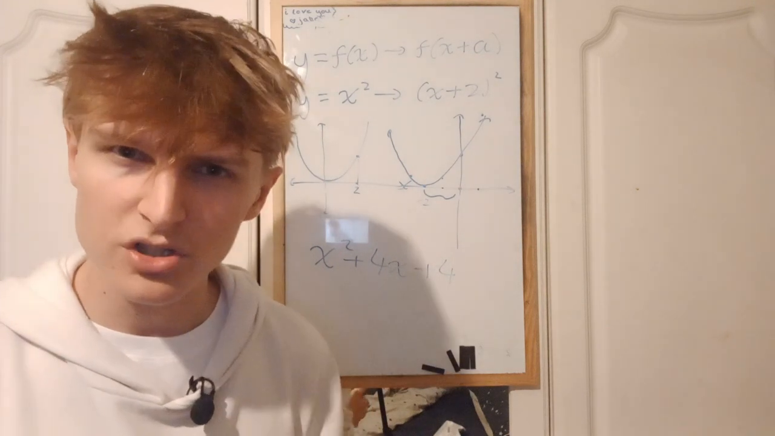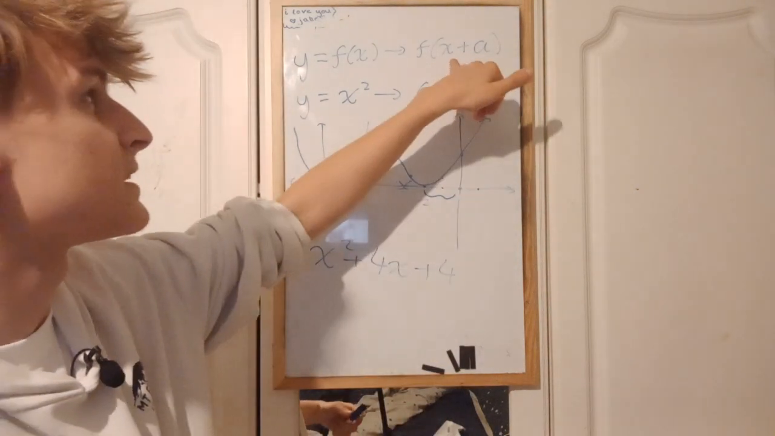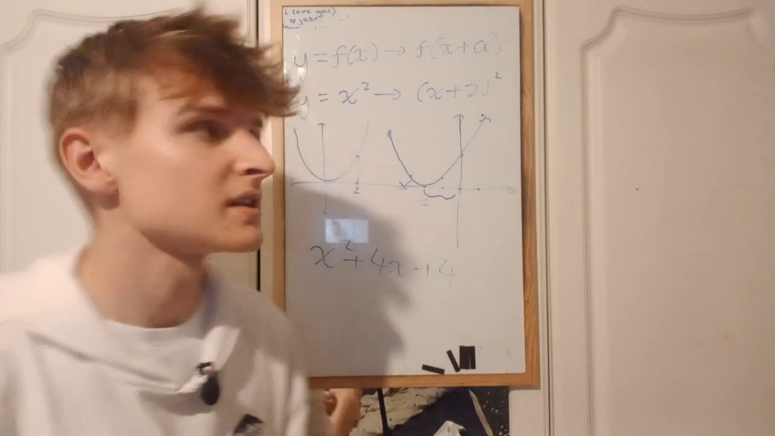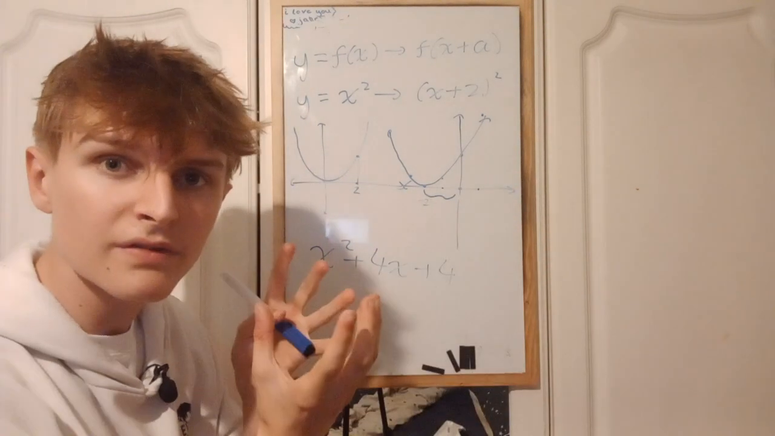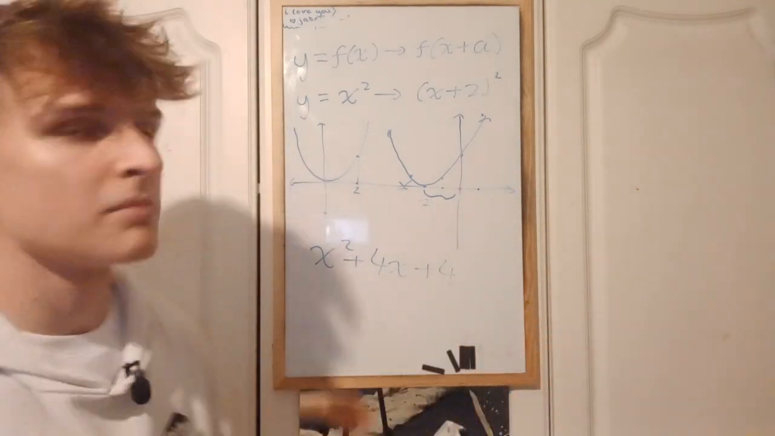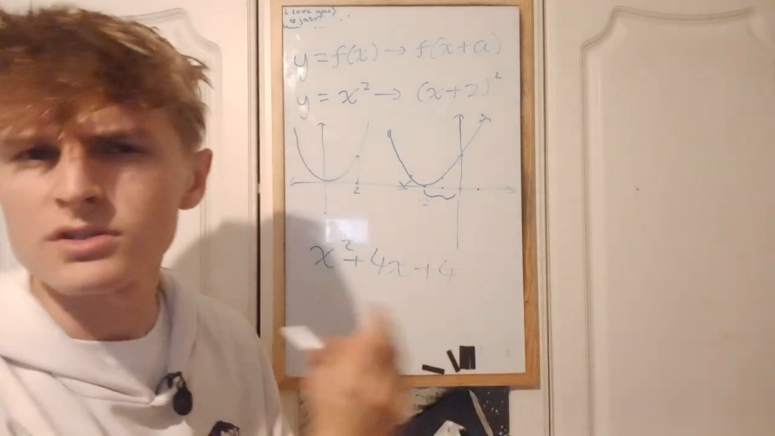That was our second function transformation. Just adding a number to each single input x, and what it ends up doing is shifting the function along the x-axis by that number of units, but in the reverse direction to what you'd think.